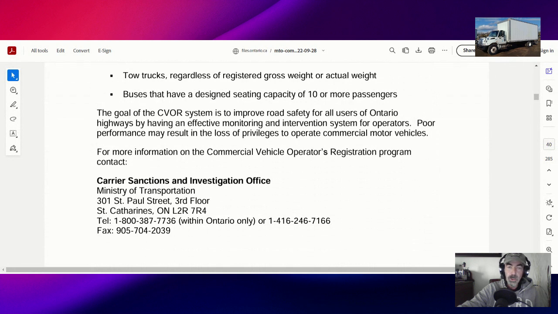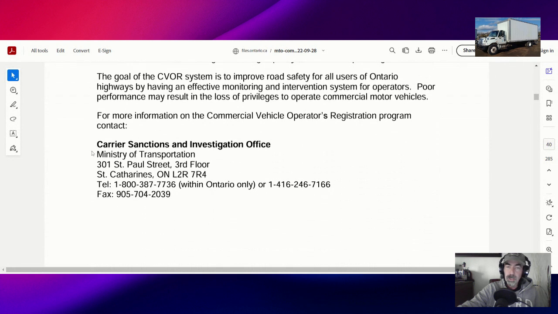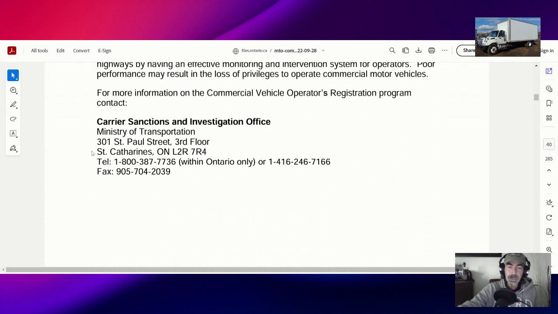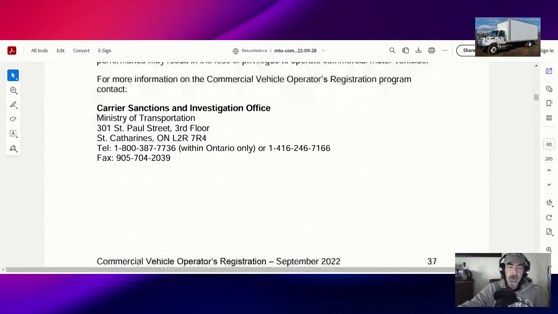The goal of the CVOR system is to improve road safety for all users of Ontario highways by having an effective monitoring and intervention system for operators. Poor performance may result in the loss of privileges to operate commercial motor vehicles. For more information on the Commercial Vehicle Operators Registration Program, contact Carrier Sanctions and Investigation, Ministry of Transportation, 301 St. Paul Street, 3rd floor, St. Catharines, Ontario.